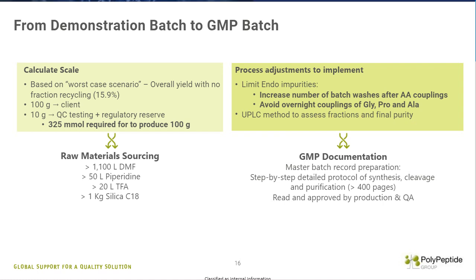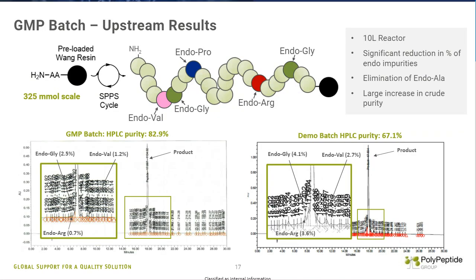So once we had everything in place, we had our raw materials sourced and our GMP documentation together, we then moved forward with our GMP campaign. So as before, we performed our synthesis on a preloaded Wang resin. Of course, this time we're now at 325 millimole scale. So we're moving up from a 1 liter reactor to a 10 liter reactor.